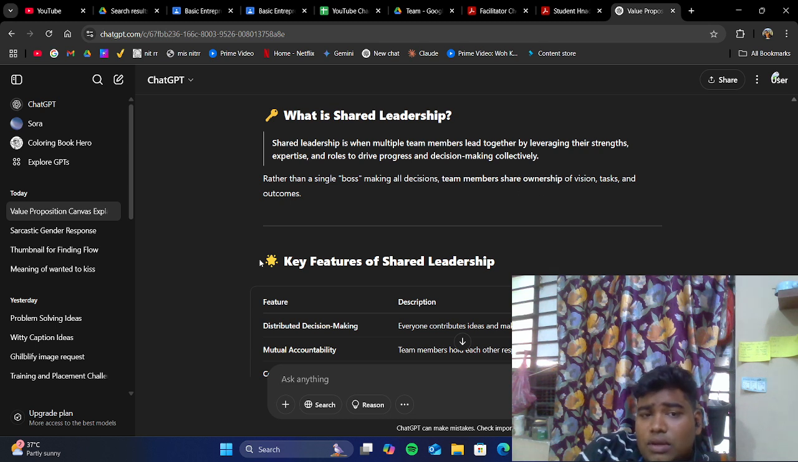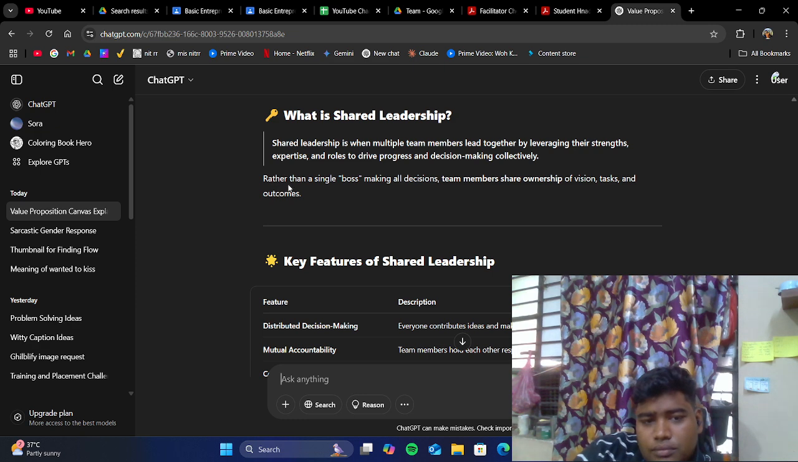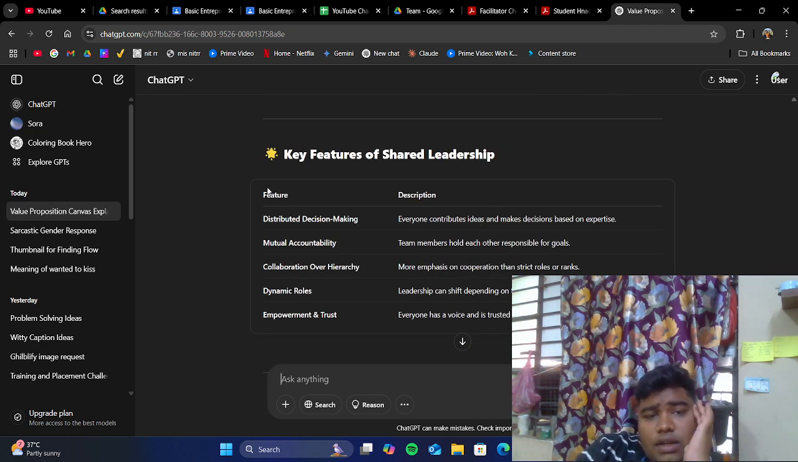So rather than having a single boss making all decisions, team members take ownership of vision and decisions. The key features of shared leadership are: first, distributed decision making; second, mutual accountability; third, collaboration over hierarchy; fourth, dynamic roles; fifth, empowerment and trust.